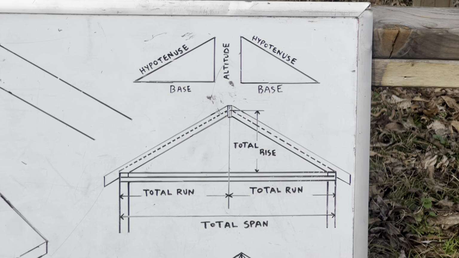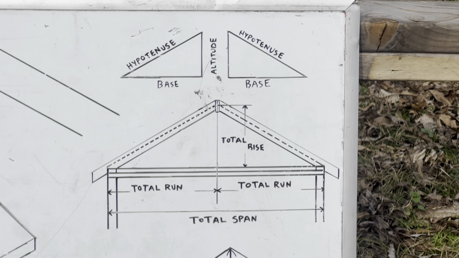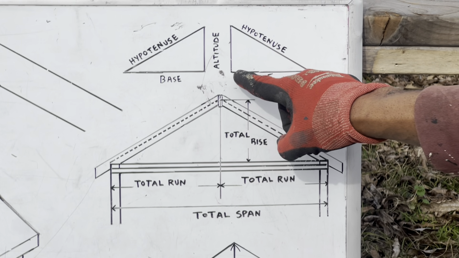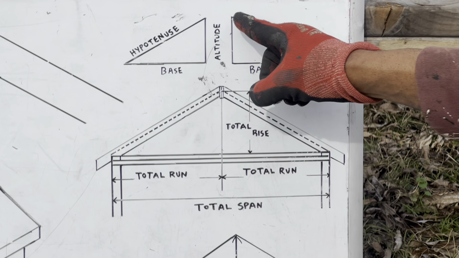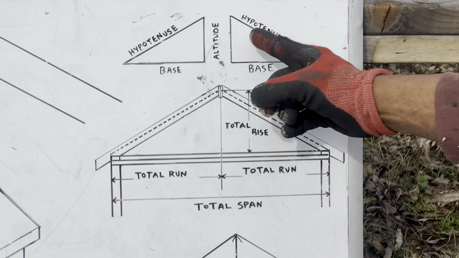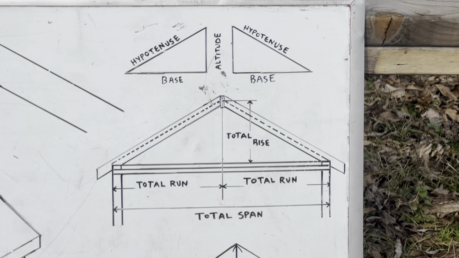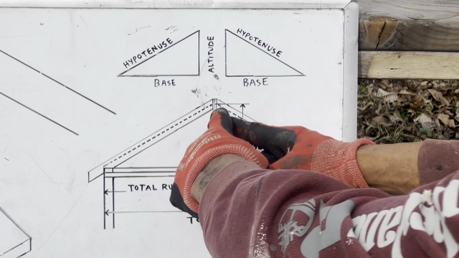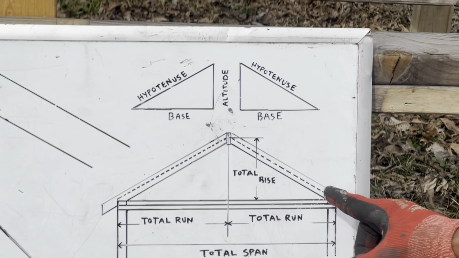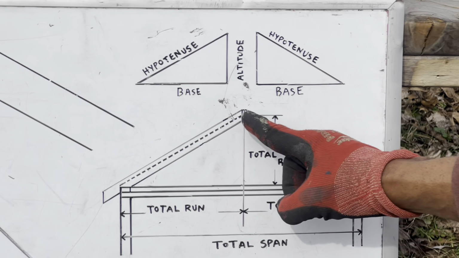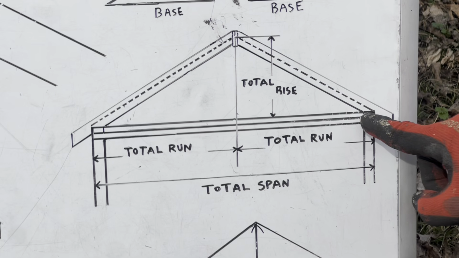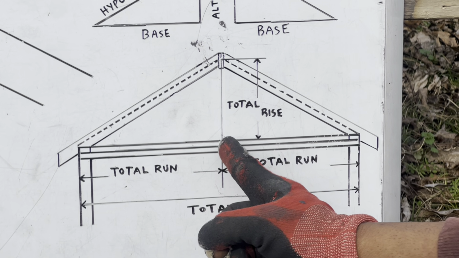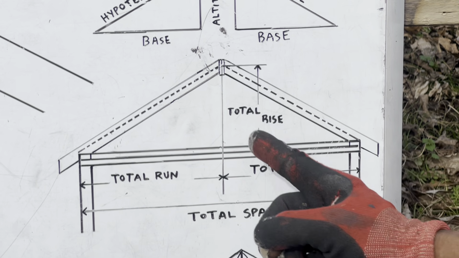Now your gable roof is just two right angle triangles, as you see right here. This leg of our triangle is called the base. This longest leg is called your hypotenuse. This vertical leg is your altitude. Now you can see those two right angle triangles right here, okay? This dashed line right here is our hypotenuse. Right here on the top of our double top plate, that's your base. And right here is our altitude.